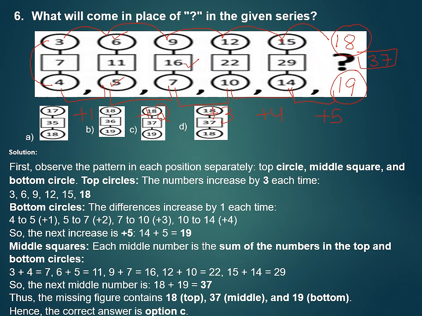We observe the pattern in each position separately: top circle, middle square, bottom circle, as I explained. The number increases by 3 each time in the top pattern. In the bottom circles, the increase goes up by 1 each time: we add 1, we add 2, we add 3, we add 4, then we add 5. The middle square is the sum of the numbers in the top and the bottom circles. So the next middle number will be 37. So our correct option is option C. I hope this is clear.